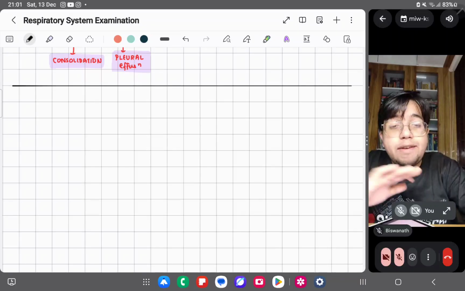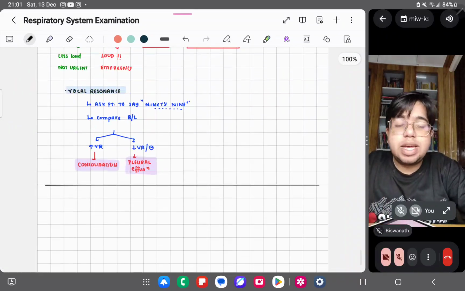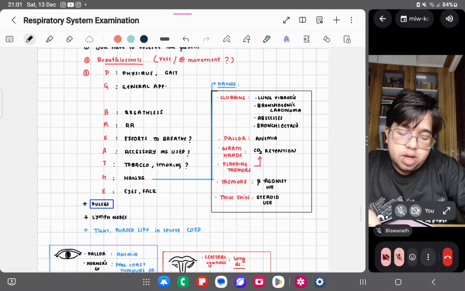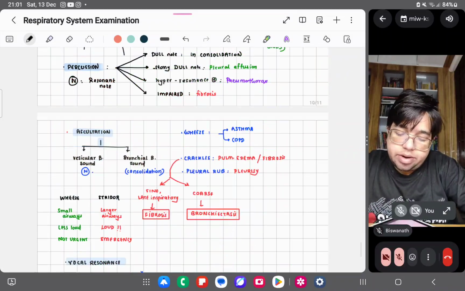I can tell you everything and anything, which are case specific sometimes, but these are the common things which you have to know in case you are examining the respiratory system.